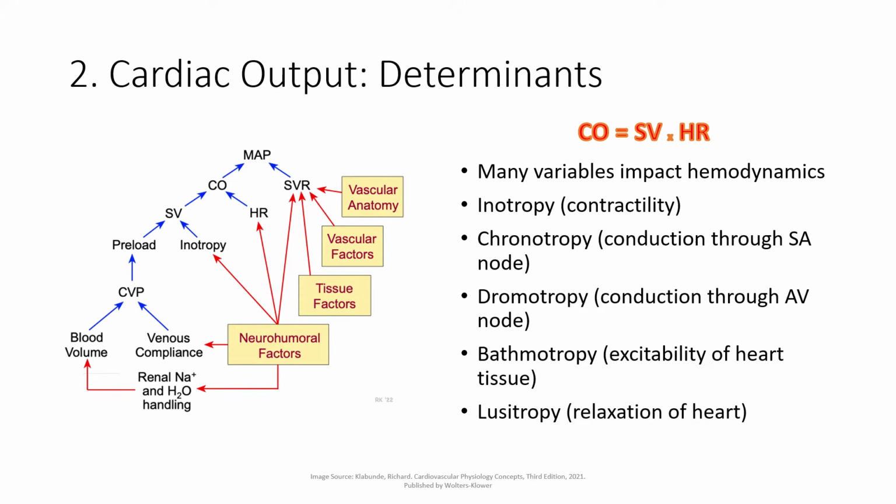Positive lusitropic medications that increase relaxation of the heart include milrinone, dobutamine, nitroglycerin, and nitroprusside, while negative lusitropic medications include beta blockers. To be accurately interpreted, cardiac output must be evaluated in the context of all of these variables. Most often, we do not directly measure cardiac output, but rather use mean arterial pressure as a surrogate for organ perfusion. Mean arterial pressure is calculated by the cardiac output times the systemic vascular resistance.